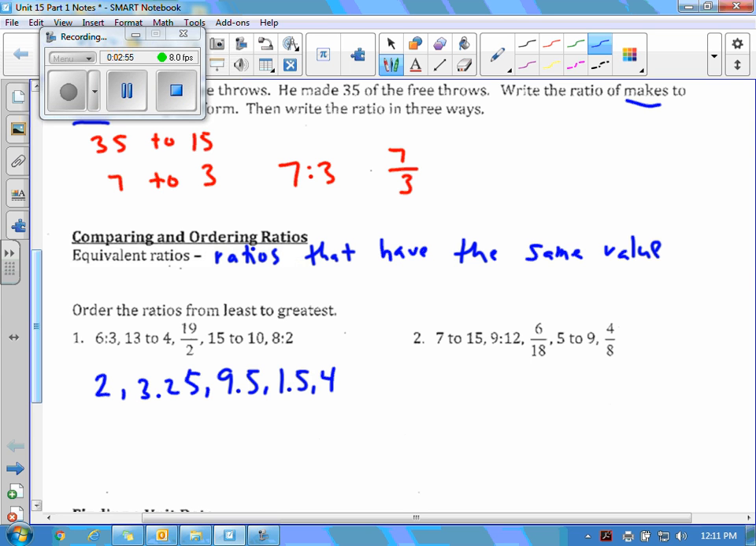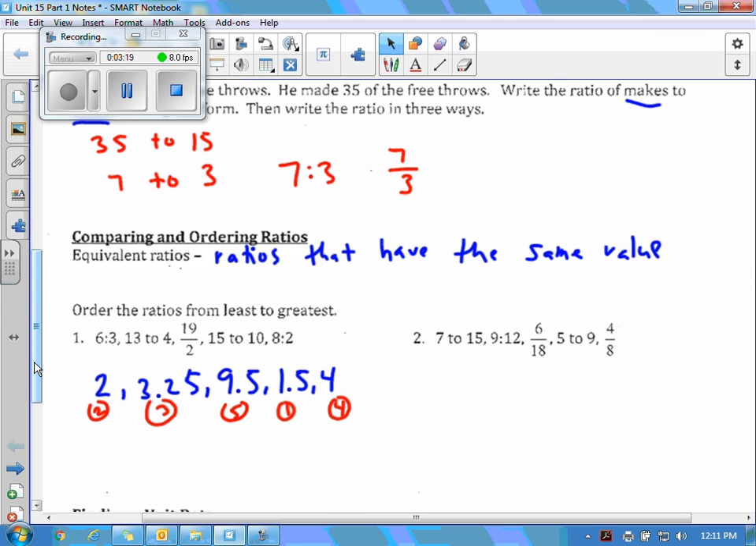Now I can put them in order from least to greatest. So I know that 1.5 is going to be my least one. Then I'm going to have 2. Then I'm going to have 3.25. Then I'm going to have 4. And then I'm going to have 9.5.